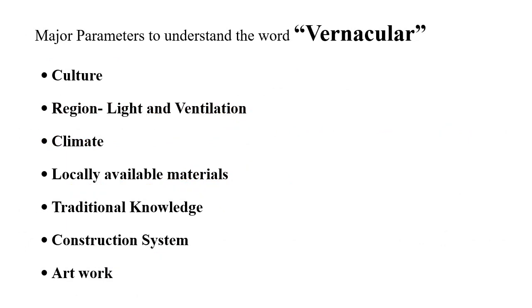So in a nutshell, the major parameters to understand the word vernacular can be put as the culture that takes care of the complete societal order, the region that cares of light and ventilation, that is very important for any of the dwellings, the climate that is responsible for making the complete whole, and locally available materials, put together to make the forms of the various structures. Then the traditional knowledge which transcends its experiences to the generations, to build one typical typology of structures, and its know-how of how it should be done.